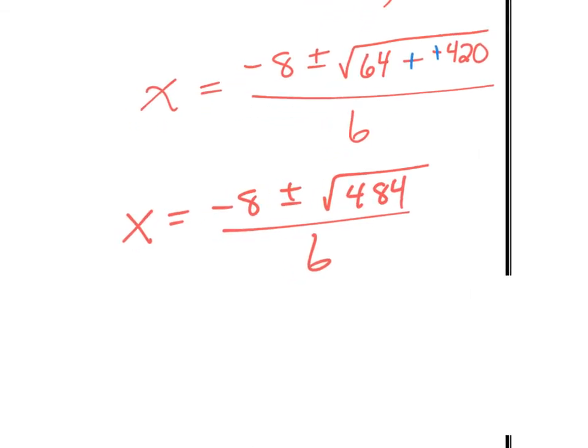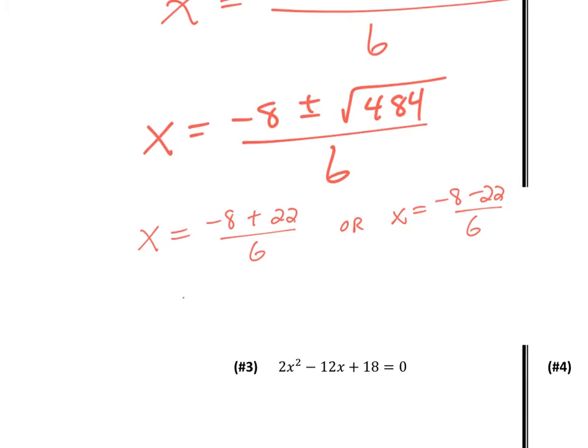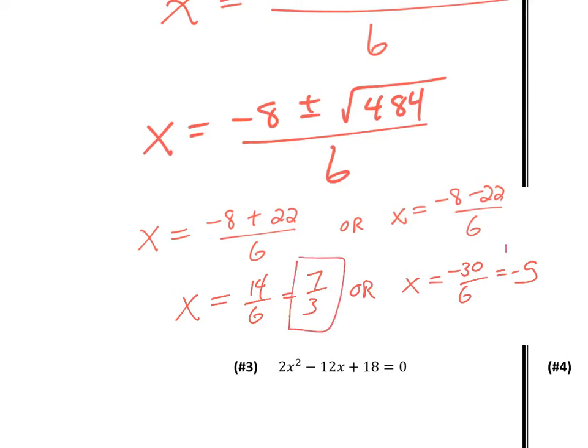If you take your calculator, the square root of 484 is 22. So we get x equals negative 8 plus 22 divided by 6, or x equals negative 8 minus 22 divided by 6. So when you simplify this, x equals 14 over 6, which is 7 over 3, or x equals negative 30 over 6, which is negative 5. So x is 7 over 3 or negative 5 for this one.